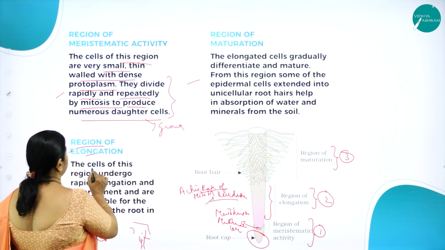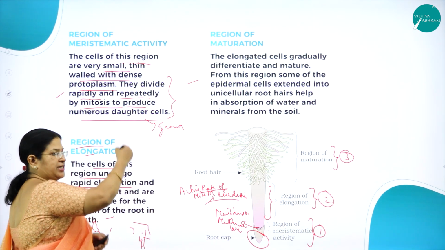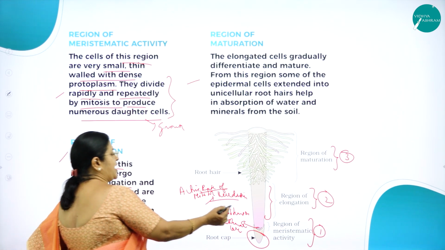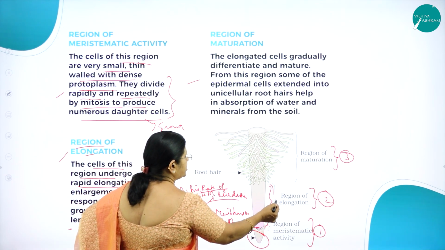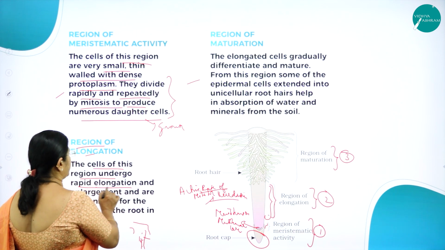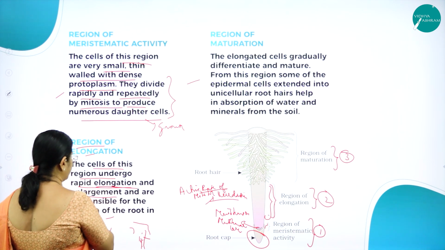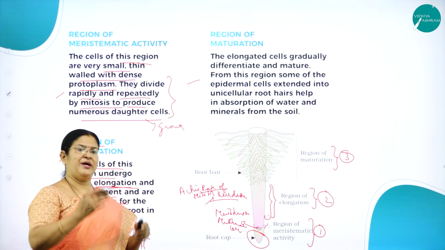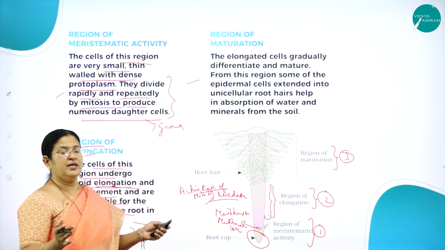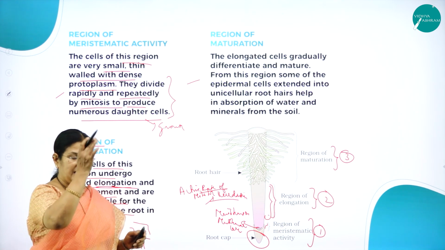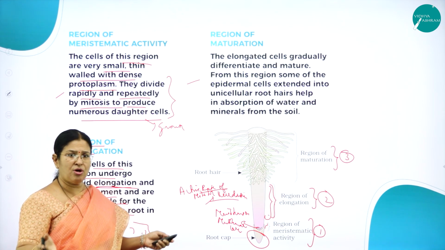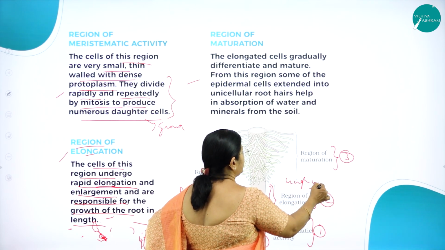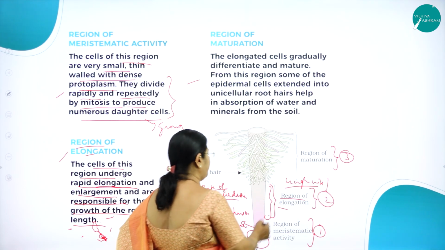Next, region of elongation. The cells of this region undergo rapid elongation. So as the cells grow, what will happen to the length? It goes on increasing. So here you can see as the cells multiply, you can see the region of elongation. So the cells of the region undergo rapid elongation and enlargement and are responsible for the growth of the root in length. So when we say growth in length, it might be vertical length or it might be horizontal length. That is what we call the girth or the thickness. The length growth might be vertically and horizontally. So this will help in the lengthwise growth also, right? Here you can see the region of elongation.